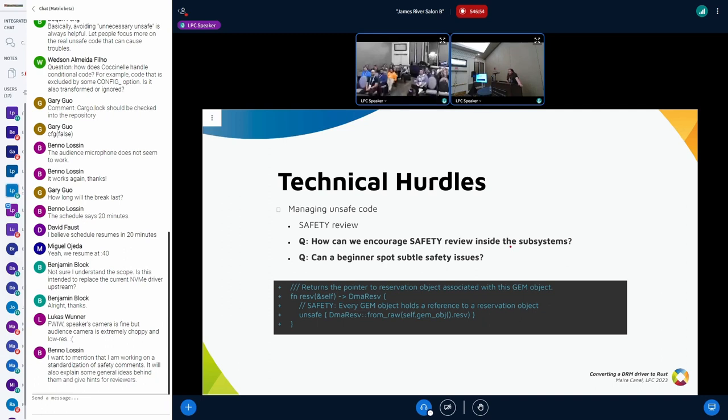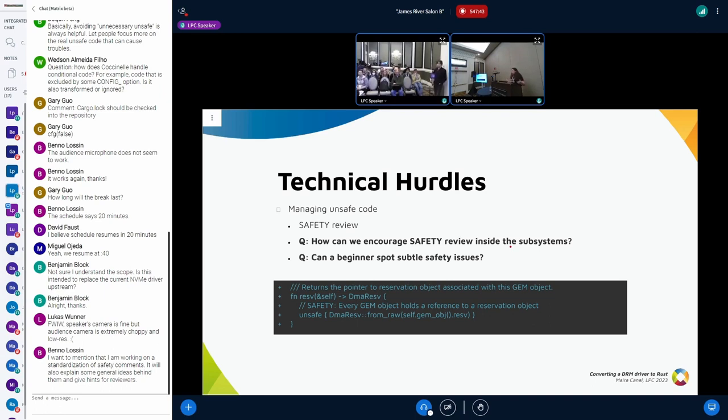This brings me to a second question: can a beginner spot subtle safety issues in the code? I can say for myself that I wasn't able to. This is a code snippet in the slides, from code that I submitted in the VGEM RFC. This small snippet has an issue, although it has a safety comment. And it has a safety comment because I thought it was safe. But it wasn't. Bjorn pointed out during the review process that there is nothing ensuring that the DMA reserve doesn't outlive self and thus may be deallocated. So although I thought this code was safe, it was not that safe.